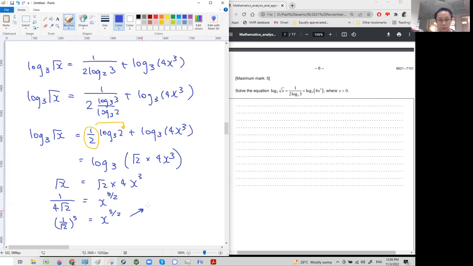And you may just take fifth roots on both sides. So 1 over root 2 equals to x to the half, and you can finally square both sides. So x equals to half.